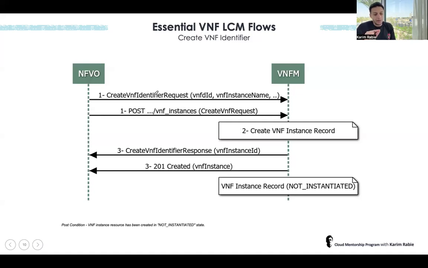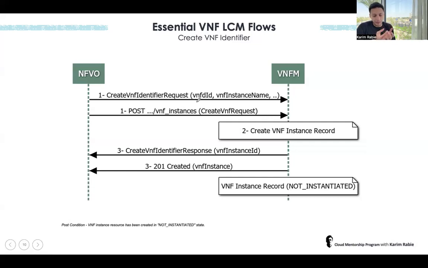So the NFVO asks the VNFM to create a VNF identifier. This means it tells the VNFM to be ready, because there is a VNFD in the VNF catalog that we are going to use to instantiate a VNF. Before we instantiate the VNF, that's the pre-activity: we do something called create VNF identifier. So we create an ID for that VNF.